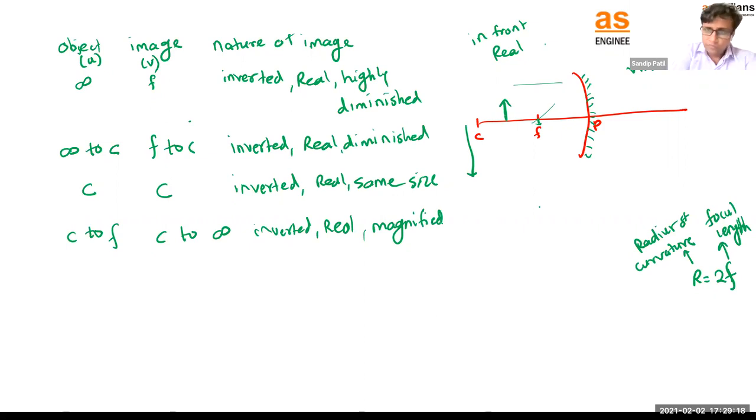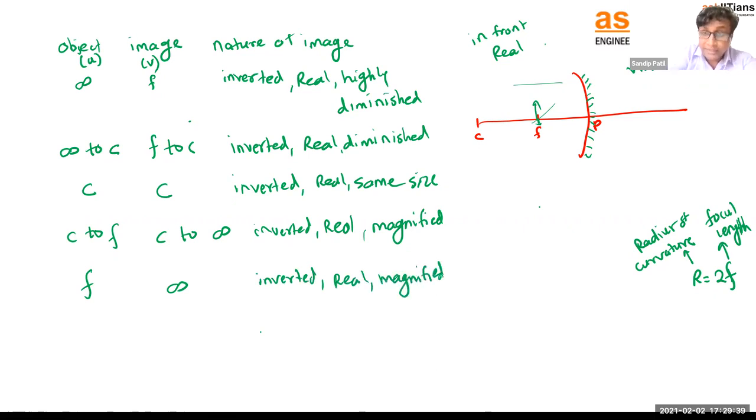Next, if you keep the object on the focus point F, you are going to get the image at infinity. Very simple. Again it will be inverted, real, and highly magnified in this case, a very big image.